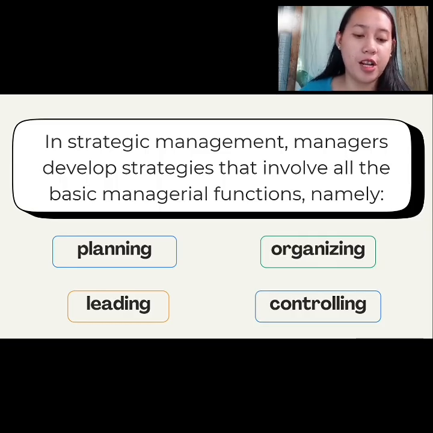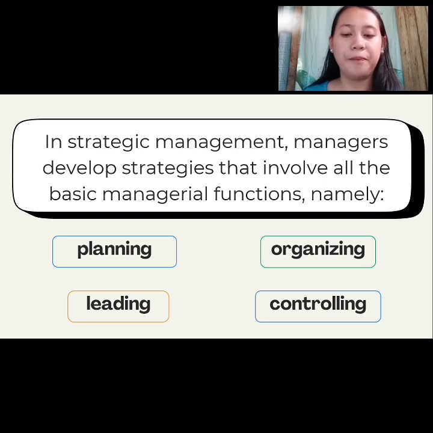Then the next is organizing. Organizing is the process of structuring and allocating resources to achieve goals. It involves designing organizational structure, assigning tasks and responsibilities, allocating resources, people, funds, and equipment, and then establishing systems and processes, coordinating efforts. So, effective organizing helps organizations to maximize efficiency, to clarify roles and expectations, to enhance productivity, and to improve communication. And the last is to achieve objectives.